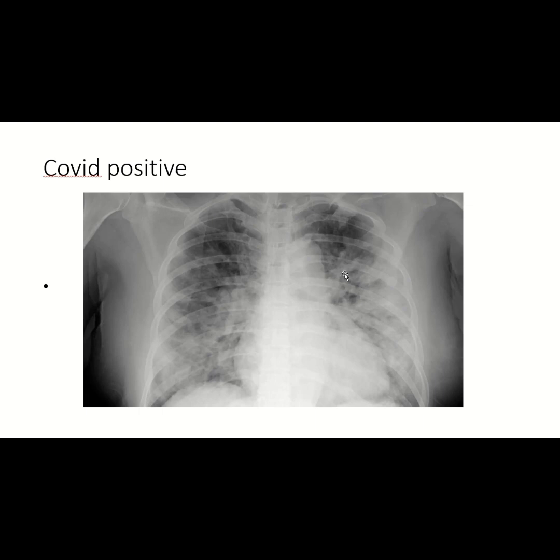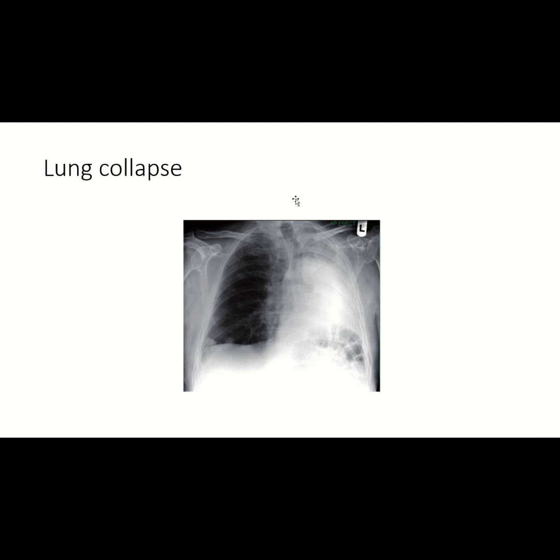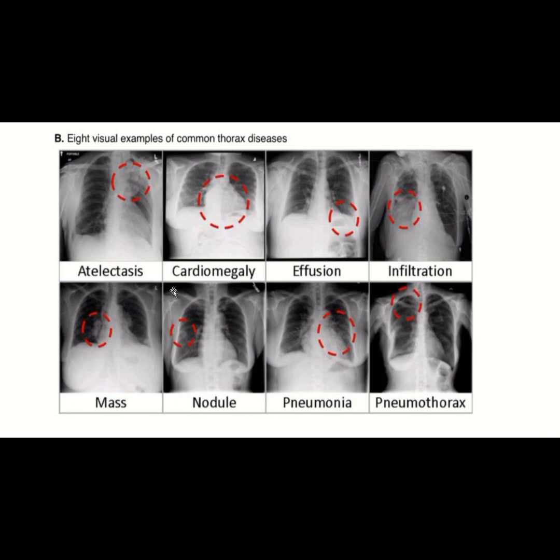This is an X-ray with so many patches and a high infection. It's showing COVID positive. Lung collapse. As you can see, the lung is totally collapsed in this image. There are so many more X-rays which can clear our concept. Atelectasis, unilateral, collapse of one side of the lung. Cardiomegaly, increased heart size. Effusion, accumulation of fluid, infiltration, masses, nodules, pneumonia, pneumothorax.